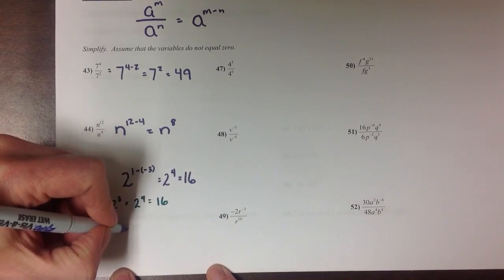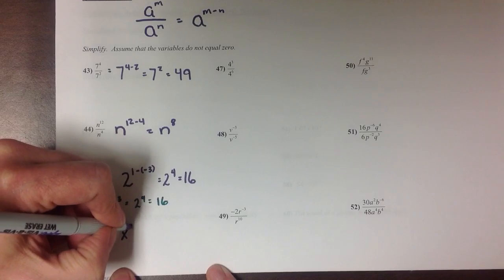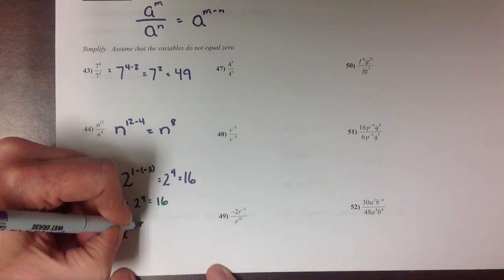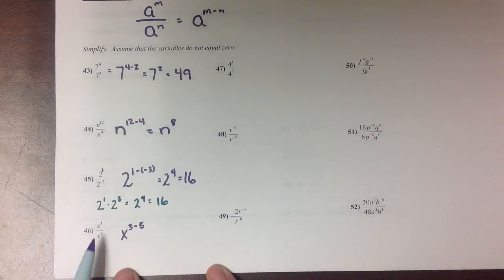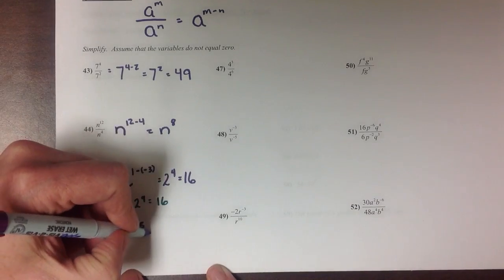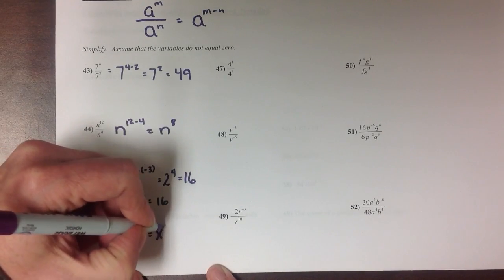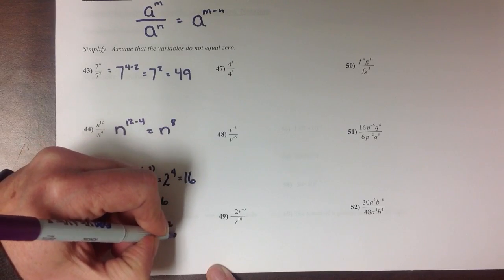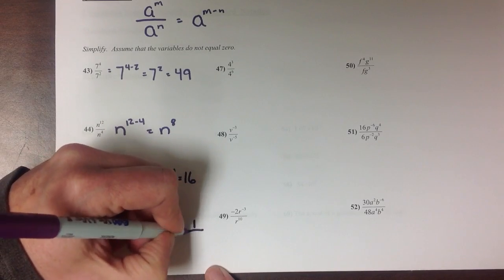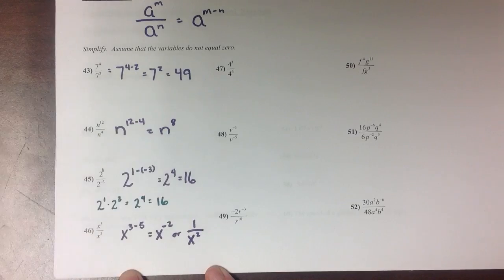In this last example of this type, we're going to have x to the 3rd over x to the 5th. Now subtraction, unlike addition, is not commutative, so we can't just put the 5 in front and subtract 3 from it. We have to keep the numerator's exponent first, denominator's exponent second. So this becomes x to the 3 minus 5, which we're going to write as x to the negative 2, or 1 over x squared.